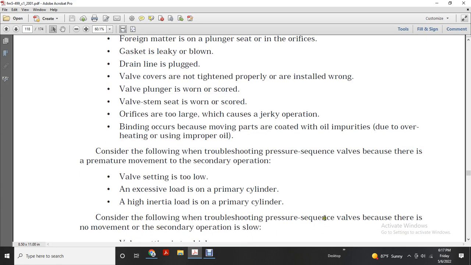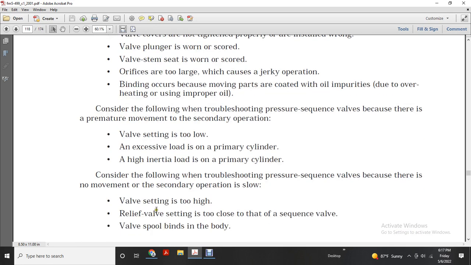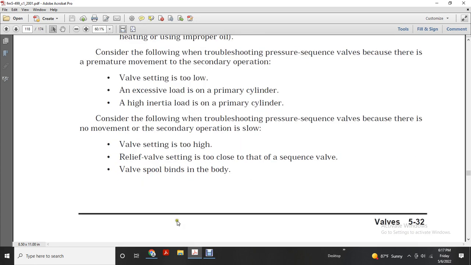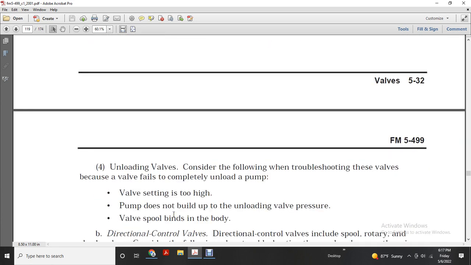Consider the following when troubleshooting the pressure sequence valve. There is no movement, or the secondary operation is slow. The valve setting is too high. The relief valve setting is too close. The sequence valve spool is binding in the body. Unloading valve. Consider the following when troubleshooting these valves, because the valve failed to completely unload the pump. The valve setting is too high. The pump does not build pressure with the unloading valve. The valve spool binds in the body.